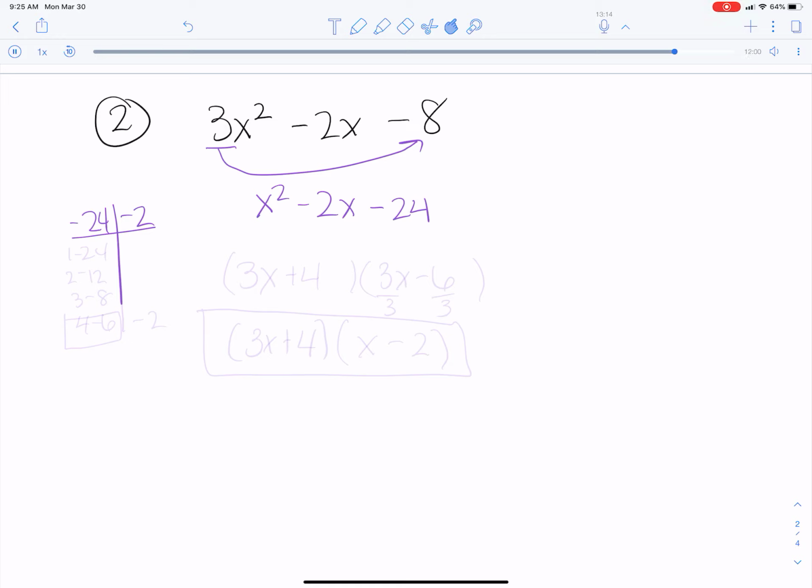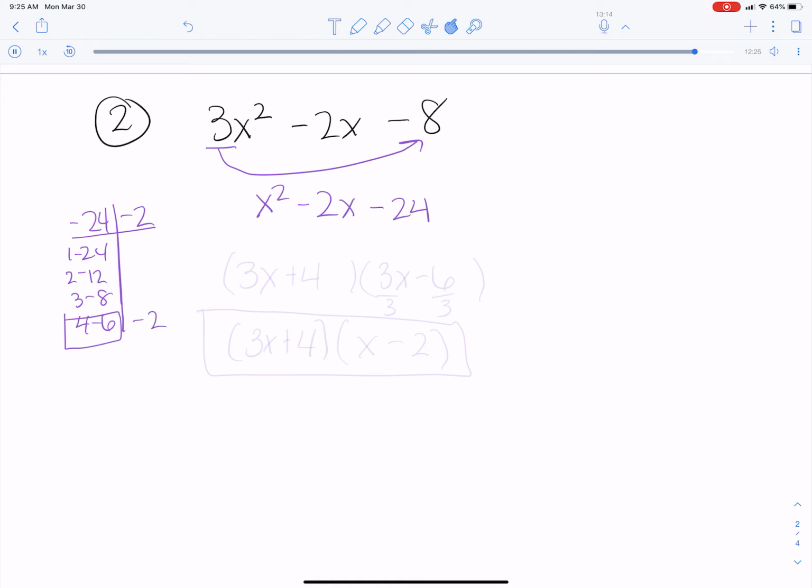My factors of 24 are 1 and 24, 2 and 12, 3 and 8, 4 and 6. If you don't need to draw the table, that's fine. If you see what the factors are right away, that's great. They have to add to a negative, so my bigger number is going to be negative. So we can see that my two factors are going to be 4 and negative 6, because 4 plus a negative 6 is going to be negative 2.